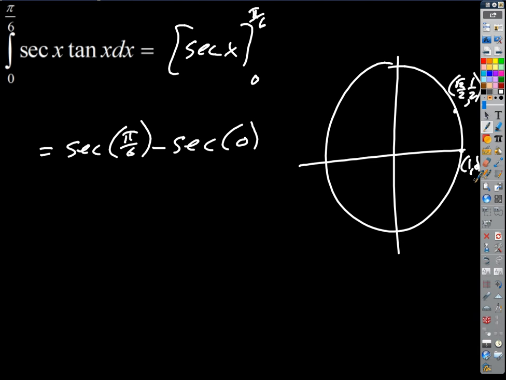So secant is the reciprocal of cosine. Cosine's the x coordinate, so the reciprocal of the x coordinate is going to give us 2 over root 3 minus the reciprocal here, which is just 1. That's my answer. That's the area. I know we got a radical on the bottom, but we could rationalize it if we wanted to. But that's the area. Make sense?